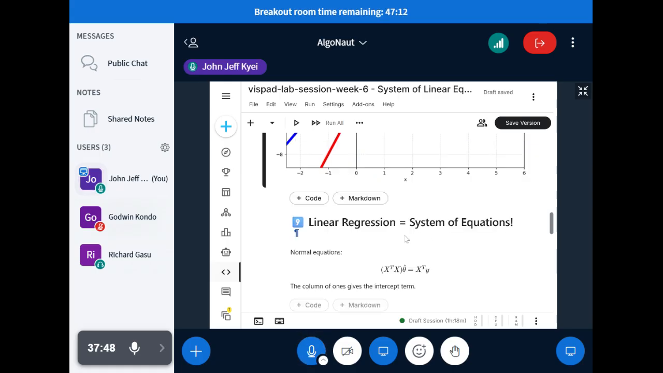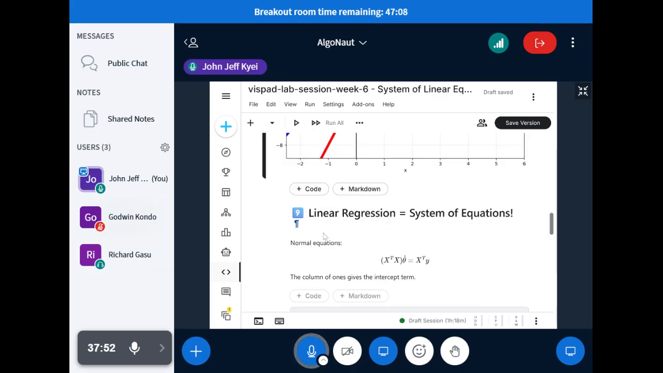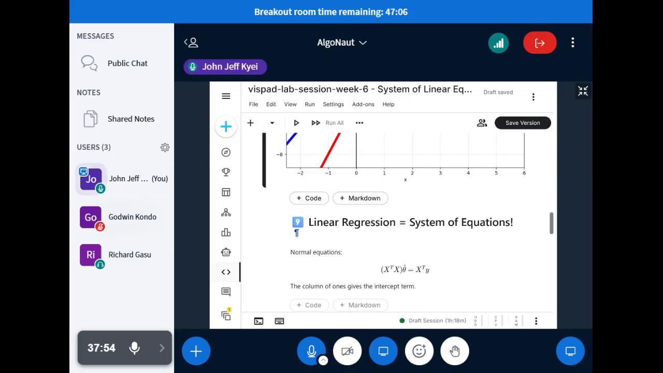So the next thing is just to delve a little bit deeper into the linear regression system of equations.